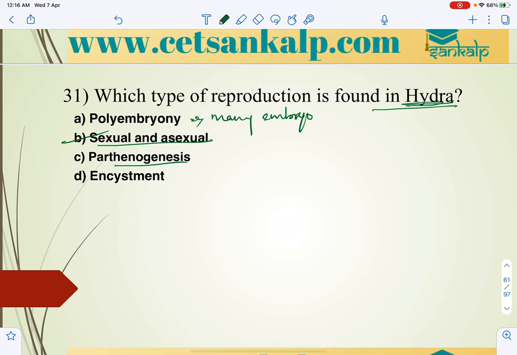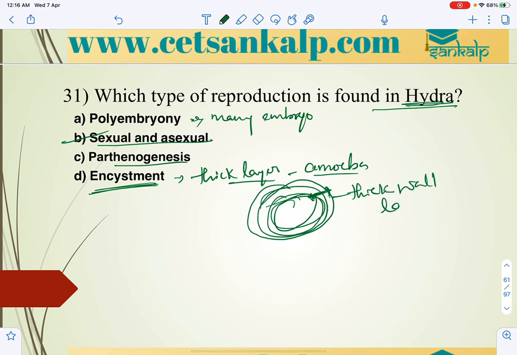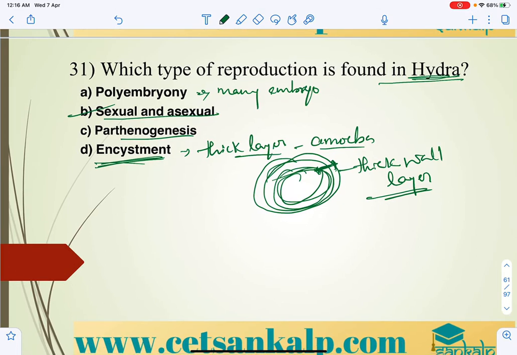Parthenogenesis we already discussed. Encystment is the formation of a thick layer, in the case of amoeba or some bacteria. A thick wall layer is formed around the cell during unfavorable conditions. This thick wall layer formation is called encystation, or encystment, where the organism shows that development.